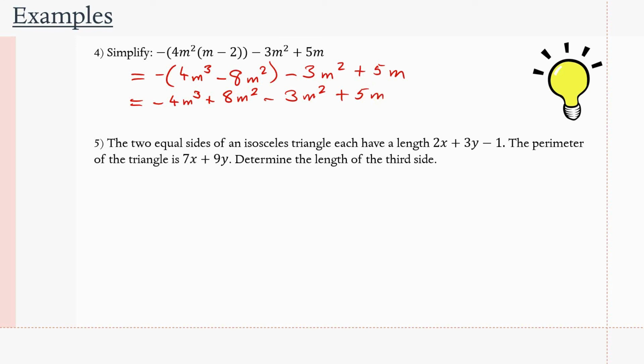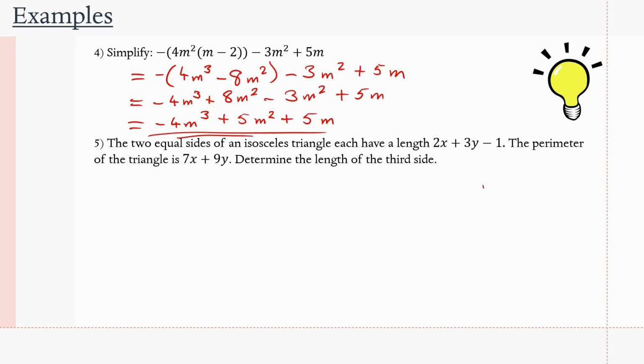Now that we've gotten rid of all the brackets, we want to collect like terms. So we only have 1m cubed. We're going to keep that the same. Then we have 2 m squared terms, so we're just going to add these coefficients together. In this case, subtract them. We're going to do positive 8 minus 3, which is going to give us positive 5 m squared. And then we have 1m here. We're going to keep that the same. And that's our final answer.